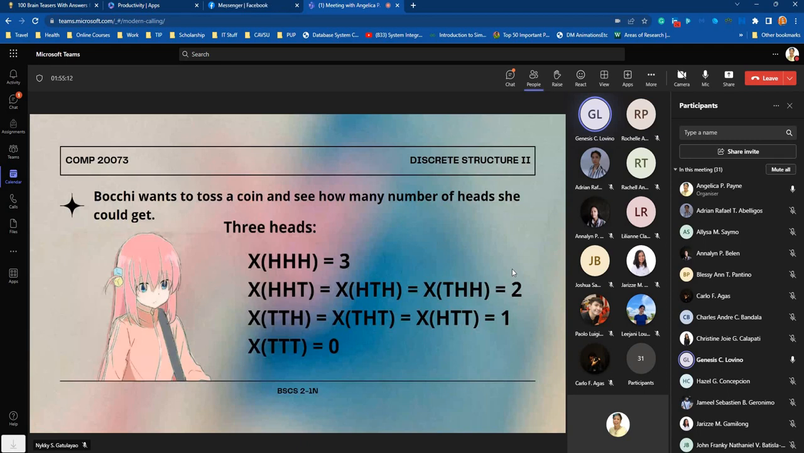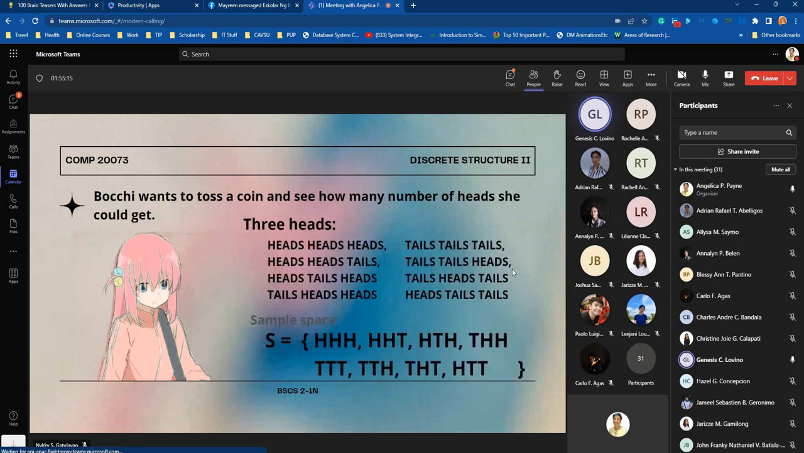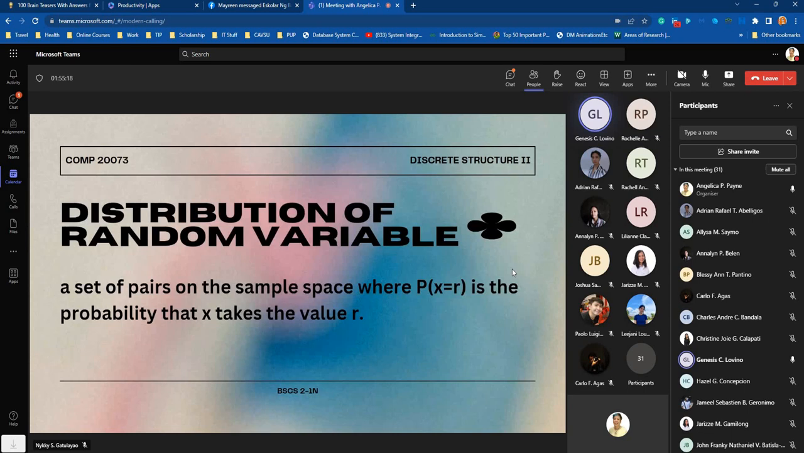Now let's go to our next term, and that would be distribution of random variables. Ano naman yung distribution of random variables? It is a set of pairs of the sample space for all x where the probability P of X equals r is the probability that X takes the value of r. So yung X natin would be the number of heads, and our P parenthesis would be the probability. Yun yung ating function. Let's go back to our example.